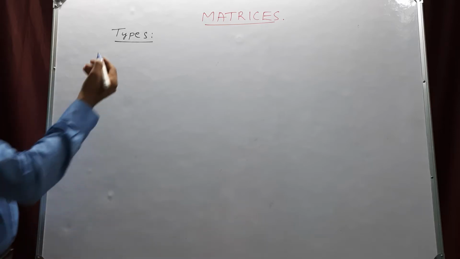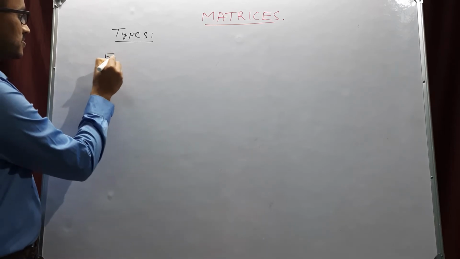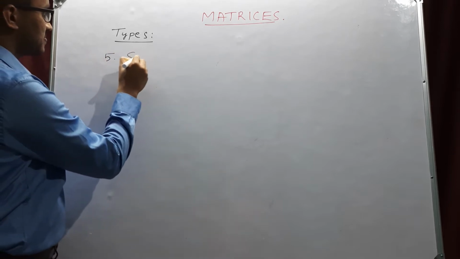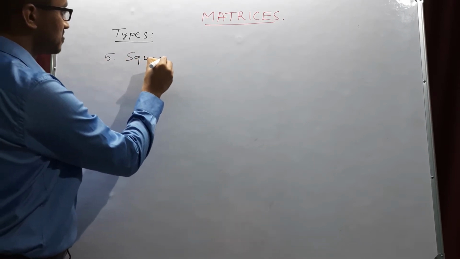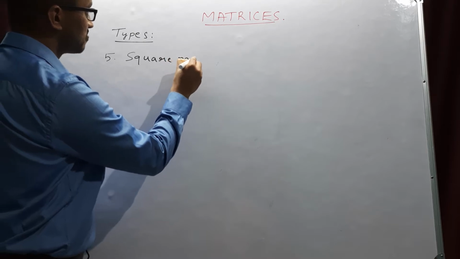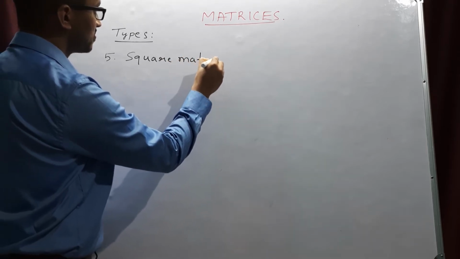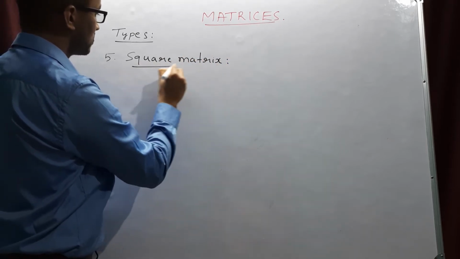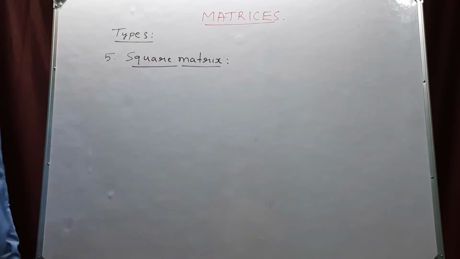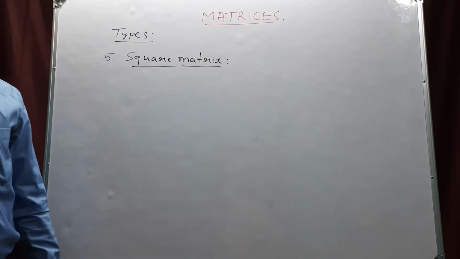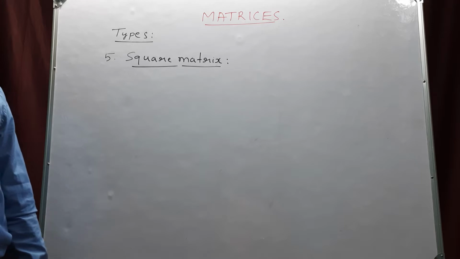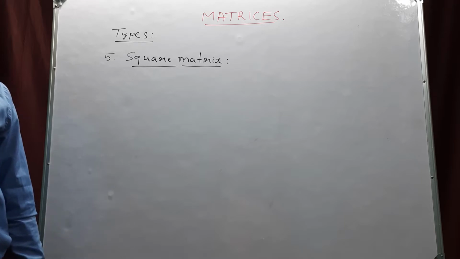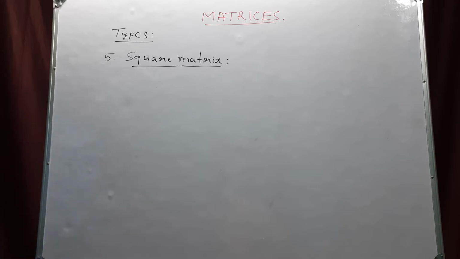So fifth one, square matrix. A matrix in which the number of rows is equal to the number of columns, we call it a square matrix.